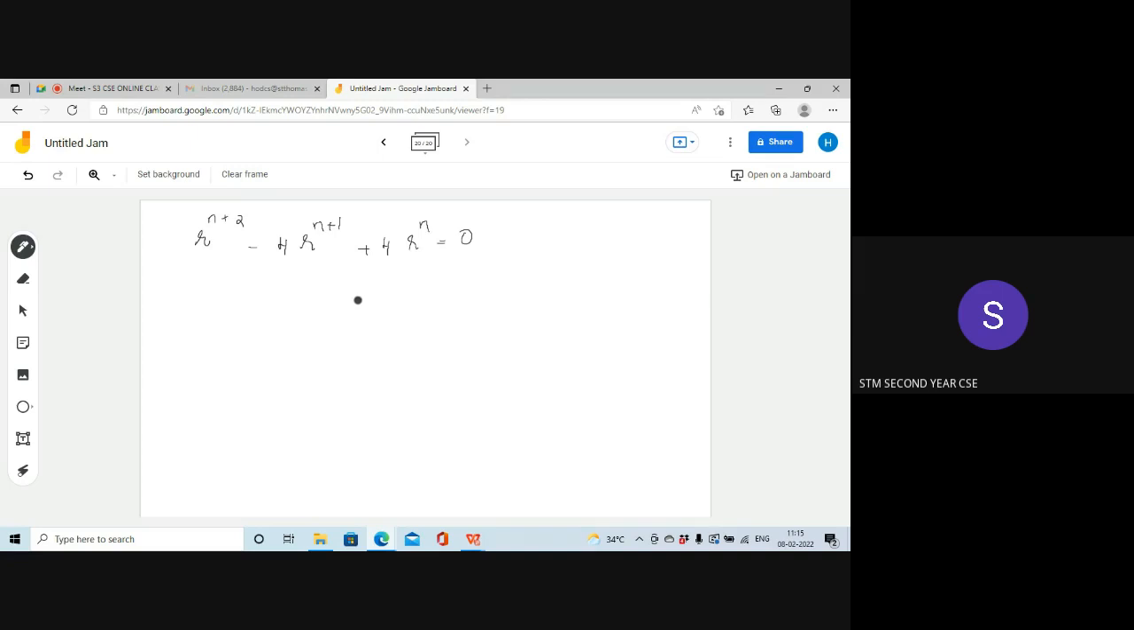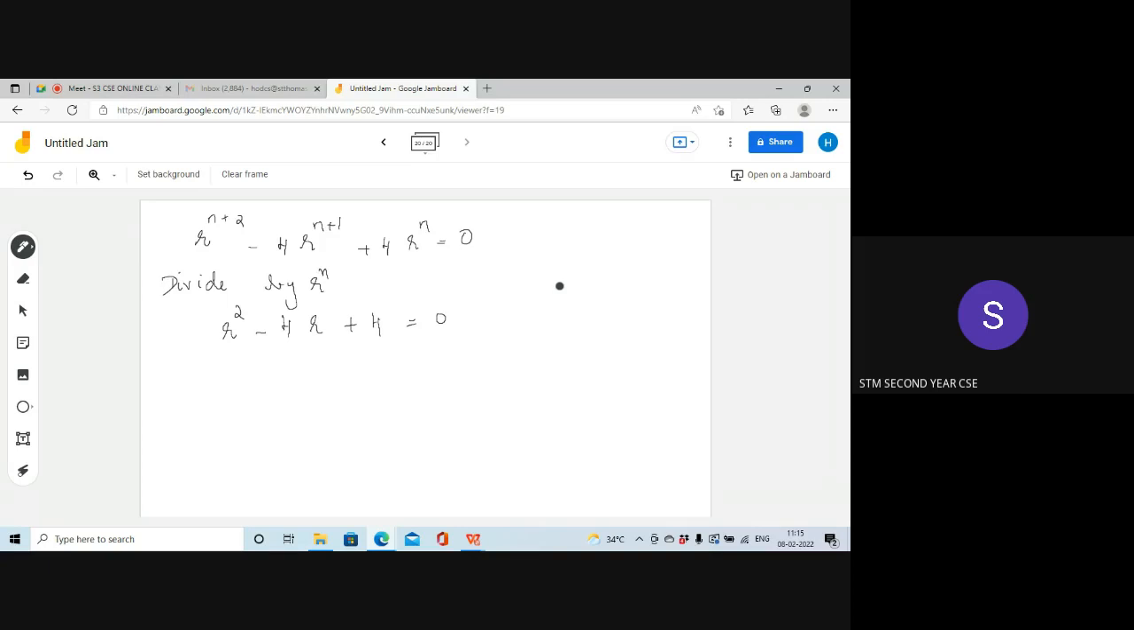What is the next step? To get the equation, divide by r raised to n. Divide the entire equation by r raised to n. When you divide the first term r raised to n plus 2 by r raised to n, you get r square minus 4 into, when you divide r raised to n plus 1 by r raised to n, you get r, plus 4 r raised to n, r raised to n will cancel, you get 4 is equal to 0. This is the characteristic equation.